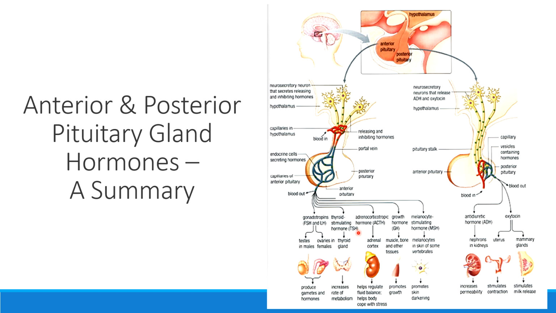TSH, released by the thyrotrophs, talks to the thyroid gland. And the thyroid gland makes thyroid hormones that ultimately increase the rate of metabolism. So if I have TSH, I'm going to make those thyroid hormones, which is going to increase my metabolic rate.